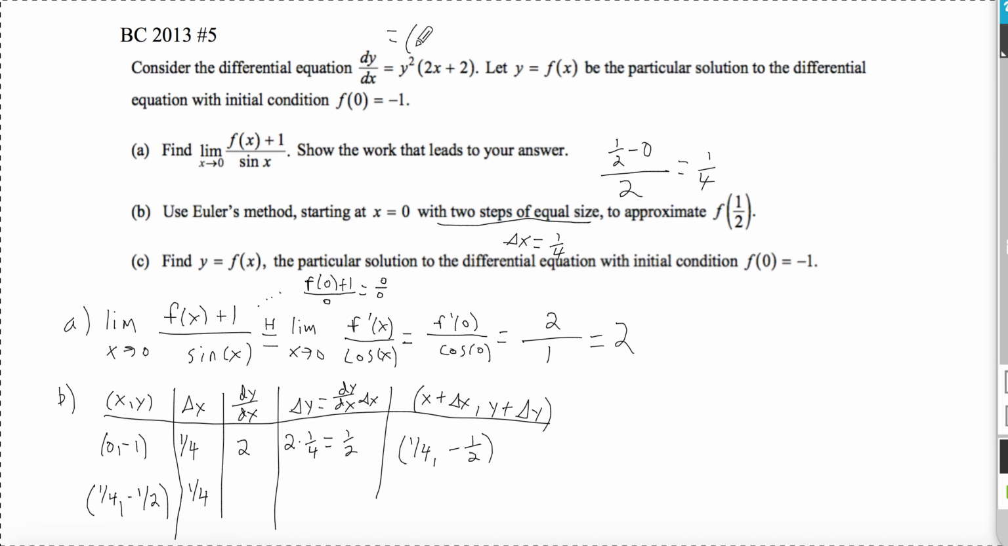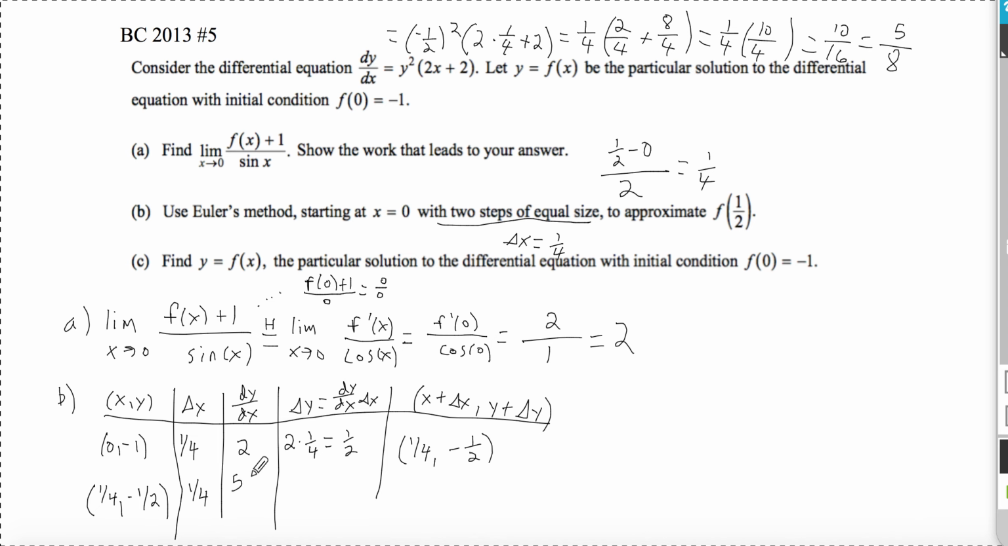So I know that my y value is negative half. That's going to be squared times the quantity 2 times my x value, 1/4, plus 2. Negative half to the second power will be 1/4 times the quantity 2 times 1/4 is 2/4, plus 2 is the same thing as 8/4. 2/4 plus 8/4 gives us 10/4. So this is 1/4 times 10/4, which will give us 10/16. So my dy dx is 10/16, or I could simplify that and call that 5/8 if I want to.